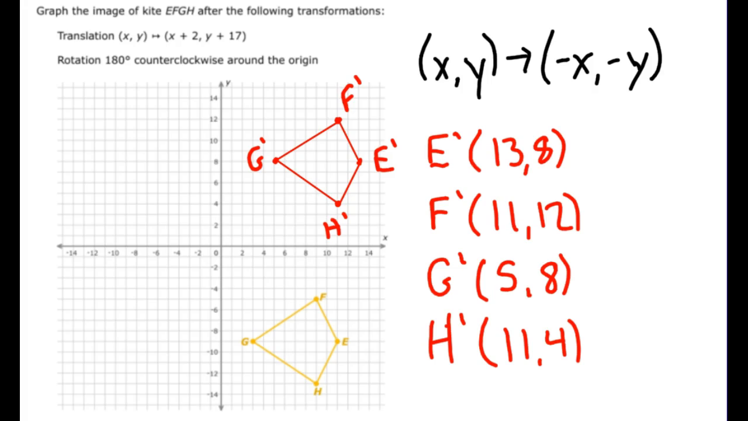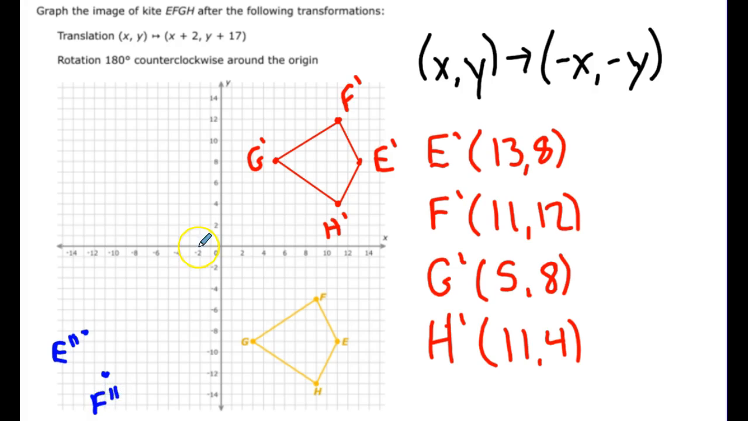So if we look at E prime, 13, 8 is that ordered pair, we're going to make those the opposite. So I'm going to go negative 13 and then negative 8. And that point is going to be E double prime. We're just going to use two apostrophes for that. Now we're going to do the same thing with point F, negative 11, negative 12. That is F double prime.